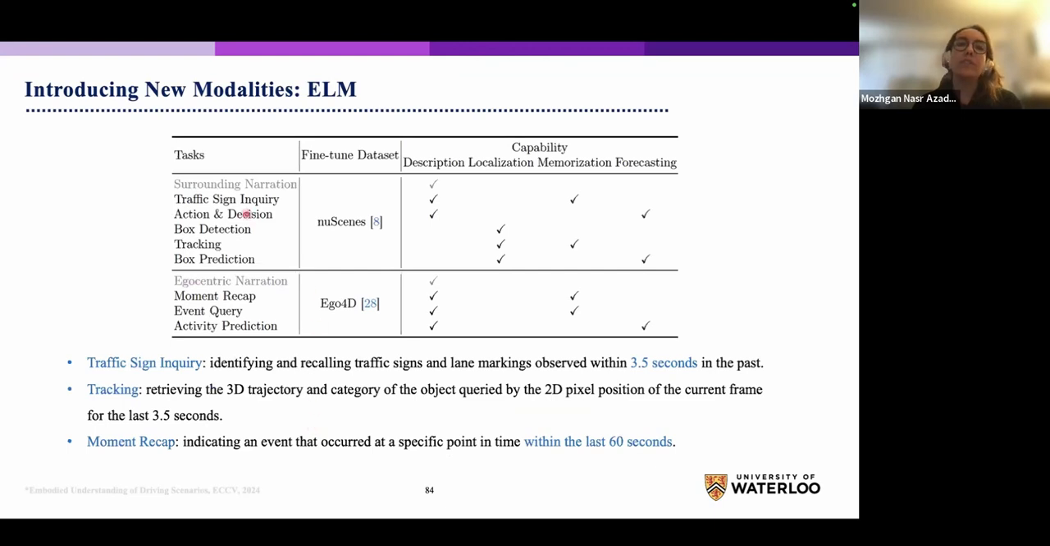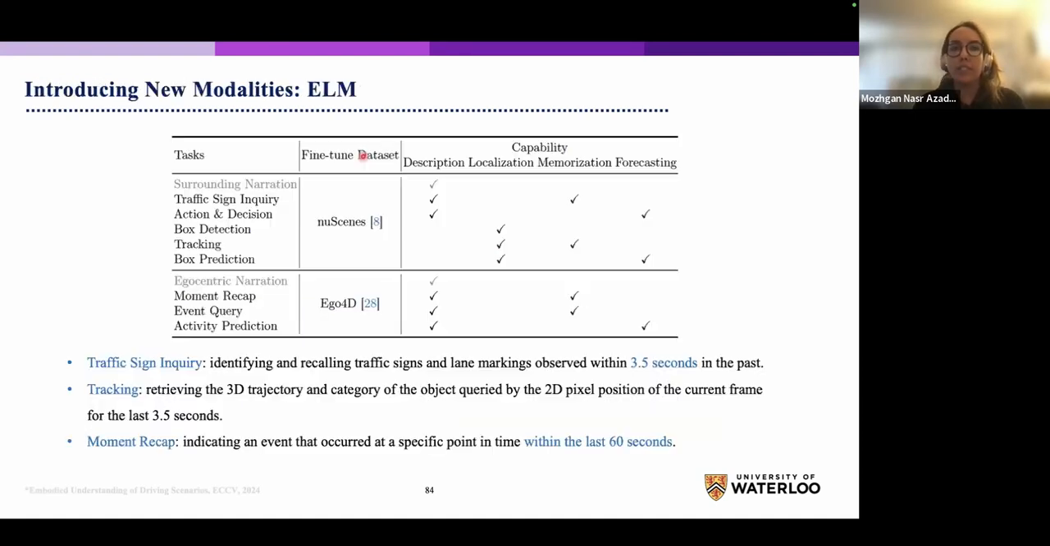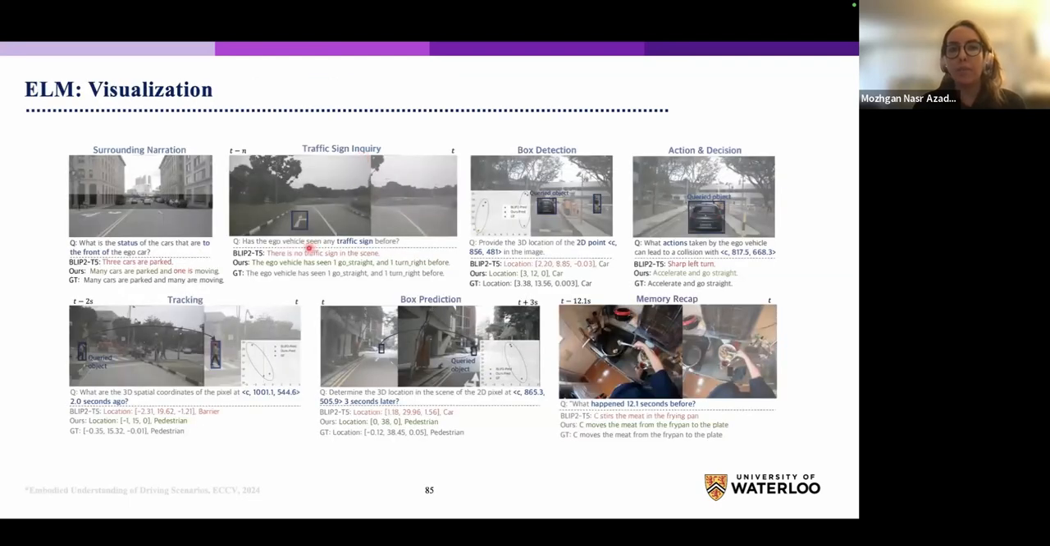So these are the different tasks they defined based on their data set. Now we can do object detection, tracking, object prediction, and so on. So let's see this in an example. I'll just go quickly. Here we can now have question and answer based on the surrounding narration, a description. We can have traffic sign inquiry. These are the tasks we've seen here through an example.